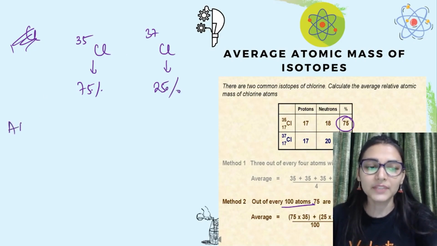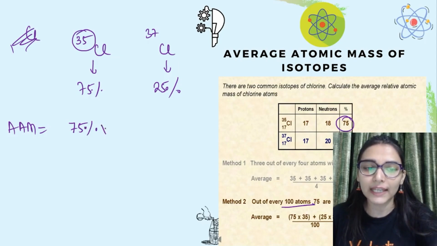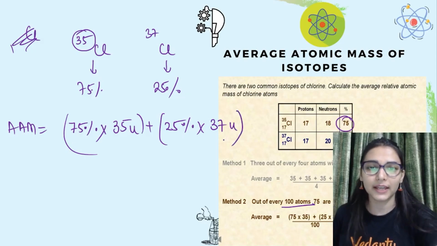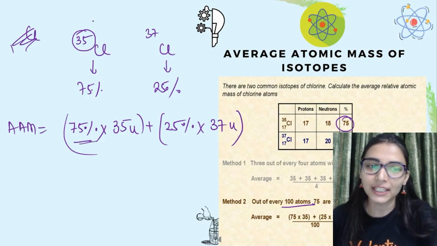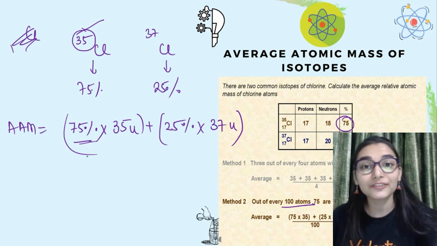ओके, सो आई एम टेकिंग द एवरेज एटॉमिक मास. सो टेक 35 unit mass 75, means 75% of chlorine atoms have a mass of 35 unit. Okay, plus 25% of chlorine 37 mass के atoms are there. बस क्या किया मैम ने, in 75% chlorine atom having a mass of 35 are there, in 25 chlorine atom having a mass of 37 are there.